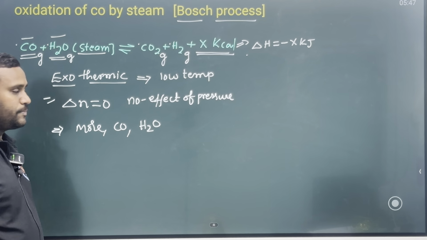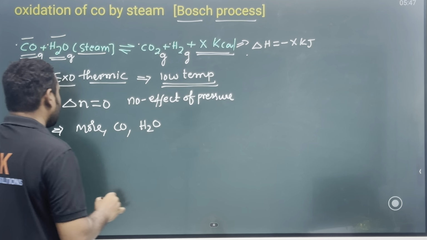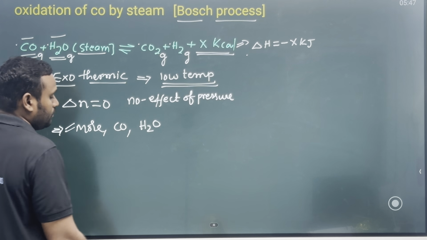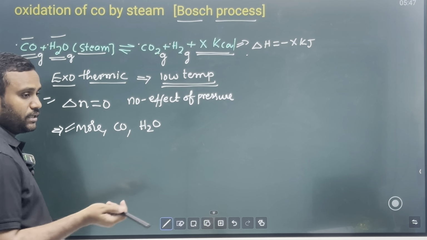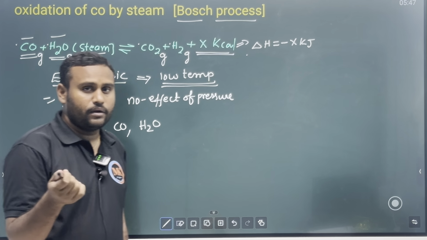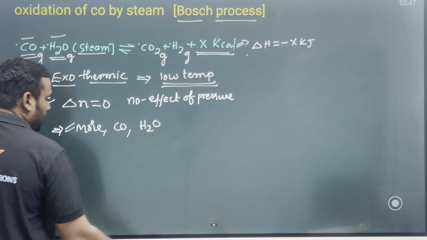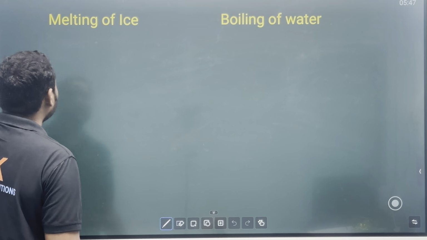So exothermic means use low temperature, pressure has no effect, and use more CO and H2O. Even you can use a catalyst also, no problem. But what the catalyst can do is only speed up the attainment of equilibrium. Okay, right. Next, melting of ice.